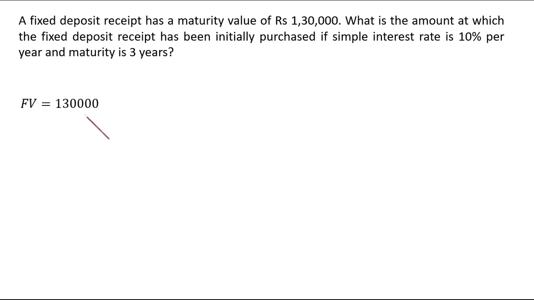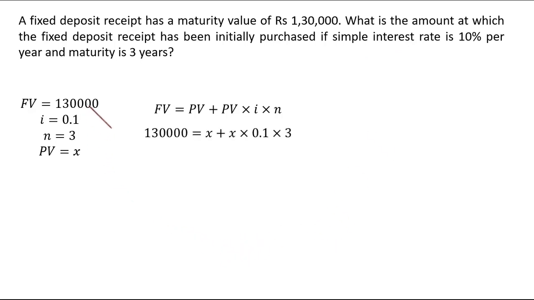So we have been given that the future value is 1,30,000. The rate of interest is 10% per annum, or 0.10, or simply written as 0.1. The number of years is 3 years, and the present value we need to determine. So let us say the present value is X. So the formula for the future value is principal plus interest, where interest is P N R upon 100. So this is the formula to find the future value with respect to simple interest.